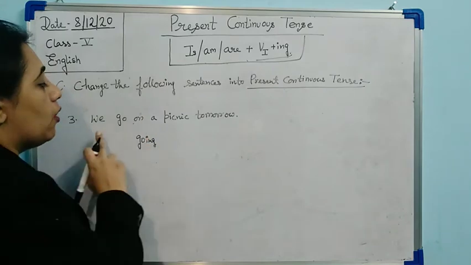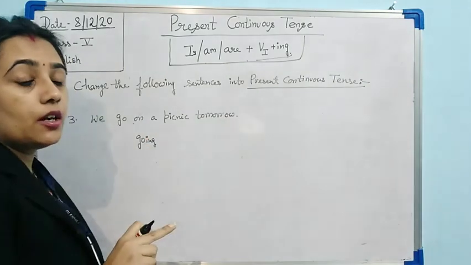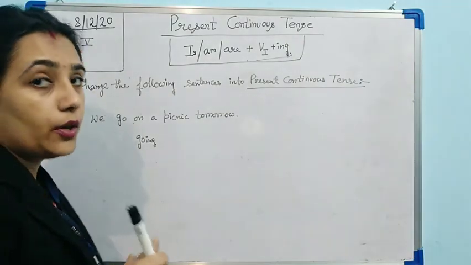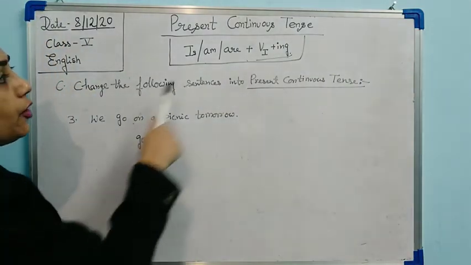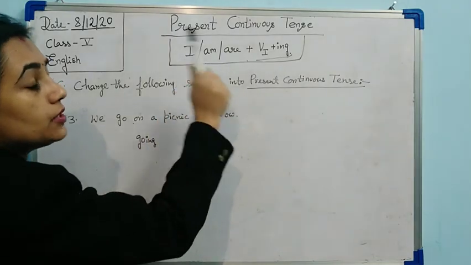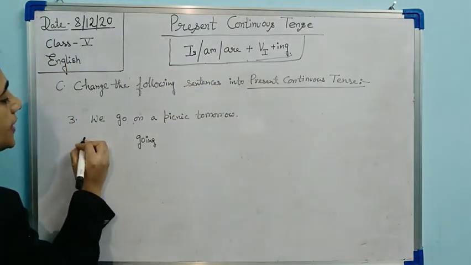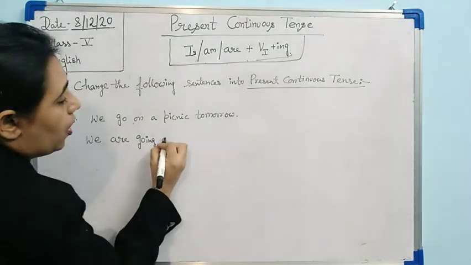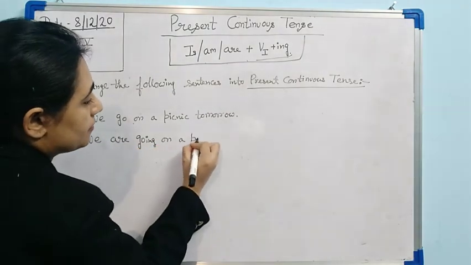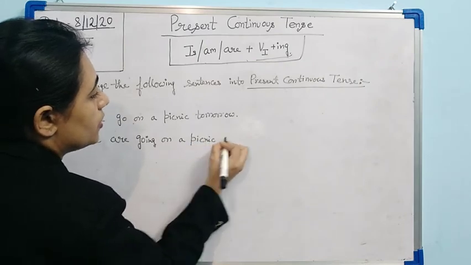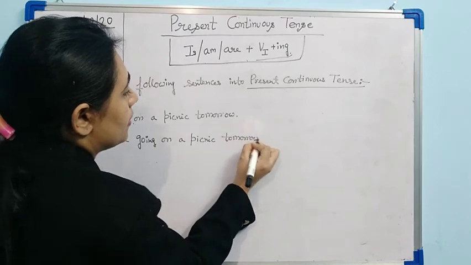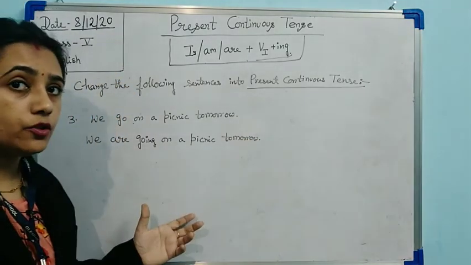Going. Now, we. We is the subject here and the subject is in which form? Plural form. Okay. So, for plural we are going to use are. So, the sentence will be: We are going on a picnic tomorrow. I hope you all have understood.